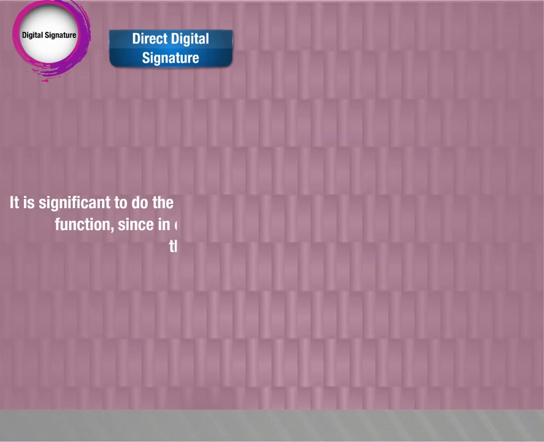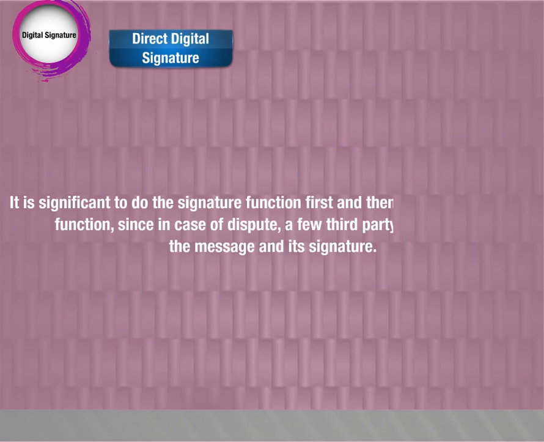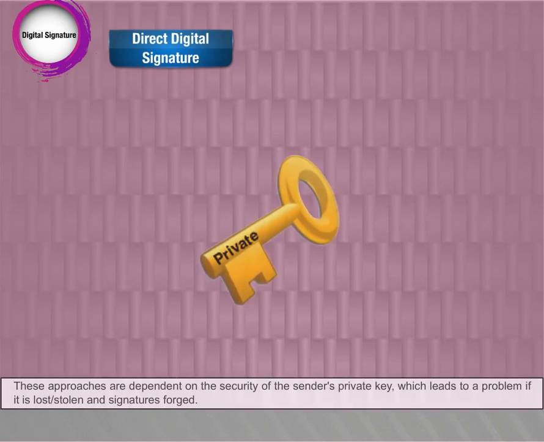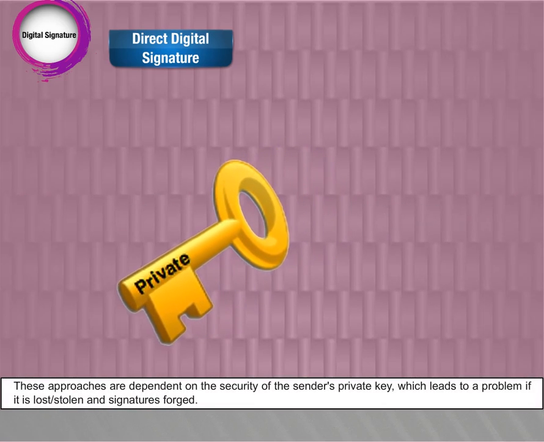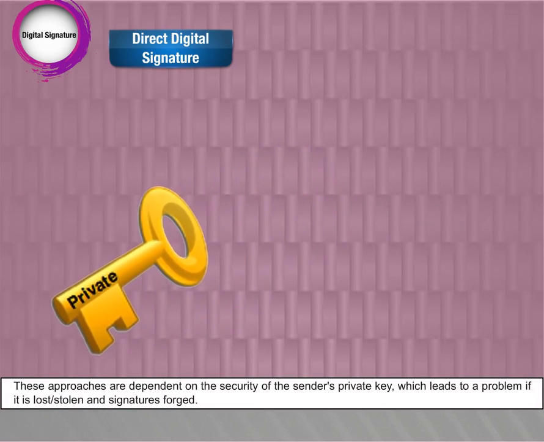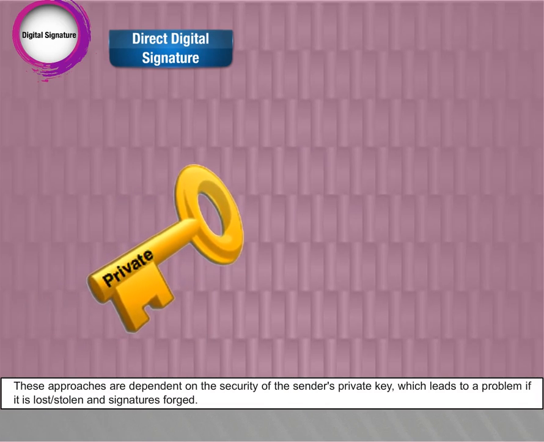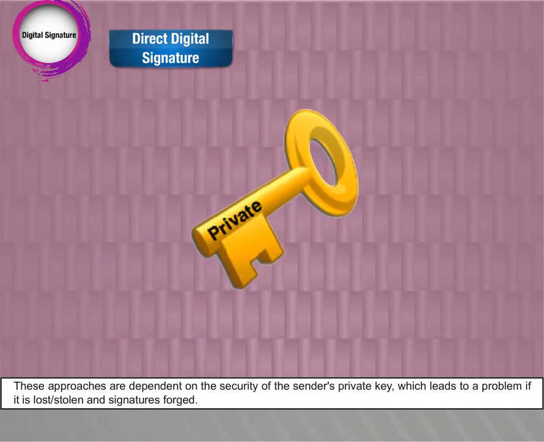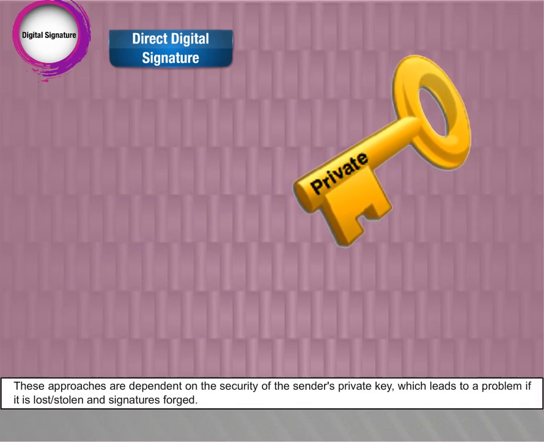It is significant to do the signature function first and then the outer confidentiality function, since in case of dispute, a third party should view the message and its signature. These approaches are dependent on the security of the sender's private key, which leads to a problem if it is lost or stolen and signatures are forged.